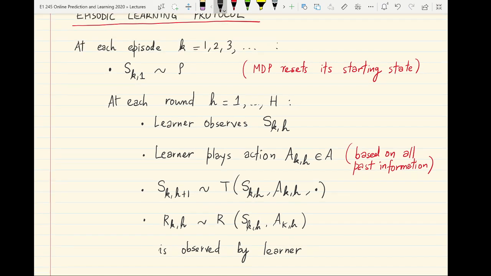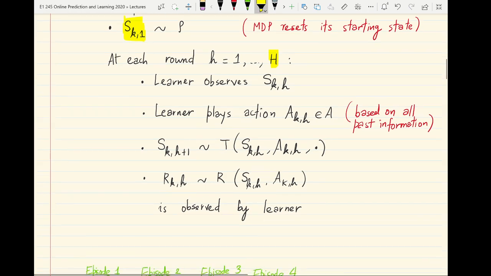So, after H steps have been executed within an episode, then it is time for the environment or the dynamical system or the MDP to reset itself. And so, the next state, the first state of the following episode is automatically going to be drawn independent of everything in the past from the state distribution rho, and then the learning process carries on as usual.